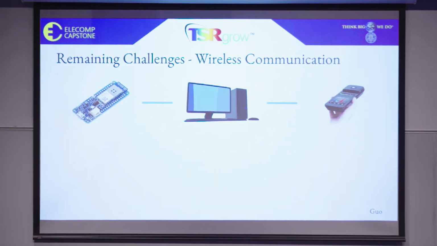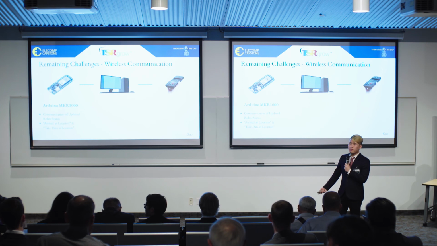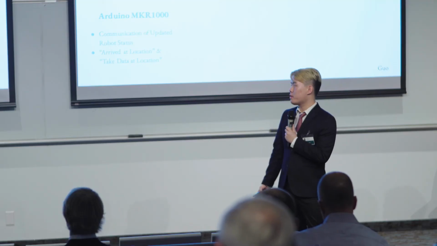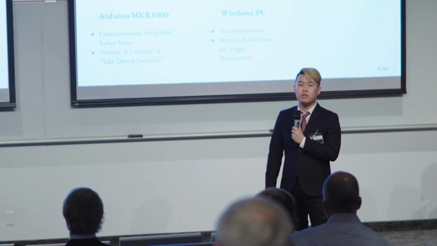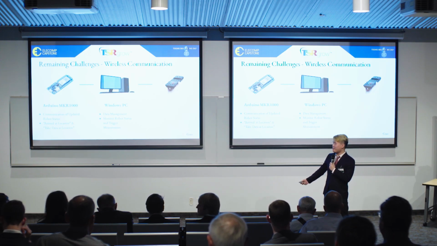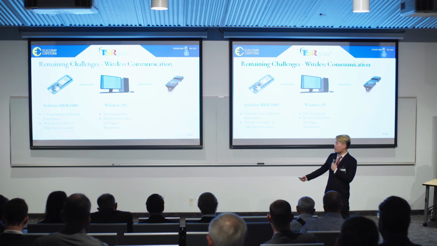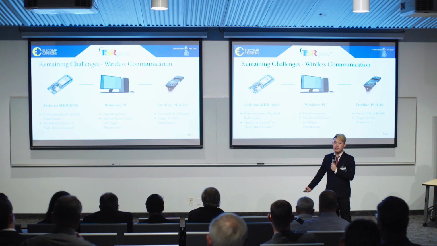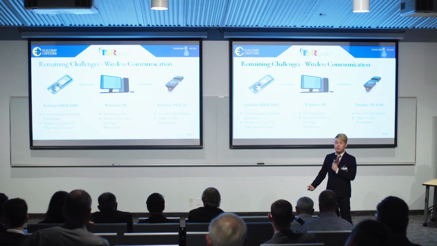The biggest remaining challenge is setting up a wireless communication between the Arduino board, the PC, and the sensor device. The Arduino board, which is used to control the robot, needs to be able to communicate to the PC updated robotic status when the robot has arrived at a data point location, therefore take a data point measurement. The PC needs to be able to handle data collected by the sensor. It also needs to be able to monitor robot status and also tell the sensor when to trigger a measurement. Lastly, the sensor needs to be able to successfully take the measurement and transfer it to the PC before the robot moves on to the next data point location.